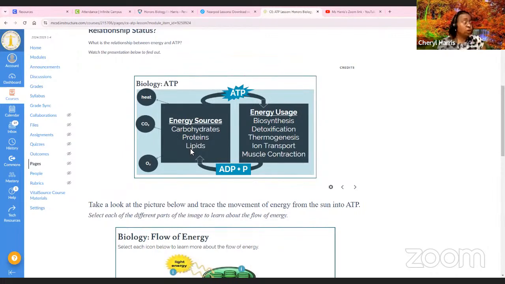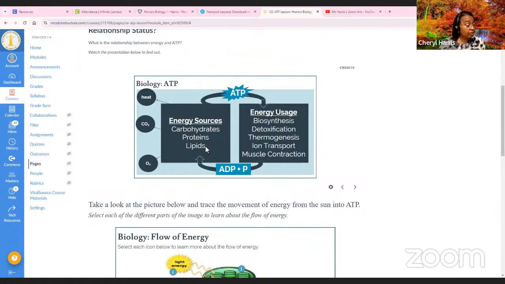So all of these molecules produce energy. It's not their job to produce energy. Proteins' job is to build up muscle tissue and other structures, hormones and things like that. That's the job of the protein. Lipids' job is to create protective linings and things of that nature. So that's their job. But the body is smart.